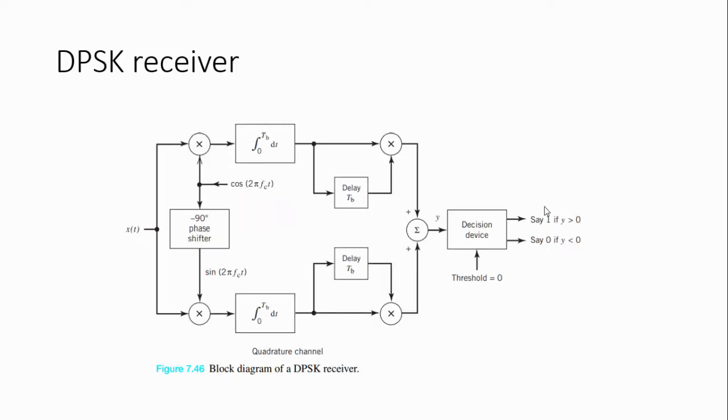This is the DPSK receiver. In this DPSK receiver, it has an in-phase channel and a quadrature phase channel. The x of t is given to the in-phase channel and quadrature phase channel. And then this is the decoding circuit, which is used to perform the decoding operation. And then the output goes to the decision device having a threshold value of 0. If y is greater than 0, then the output is 1. If y is less than 0, the output is 0.